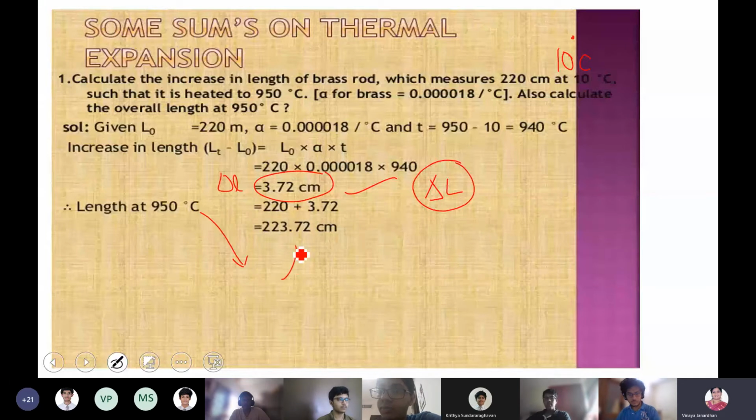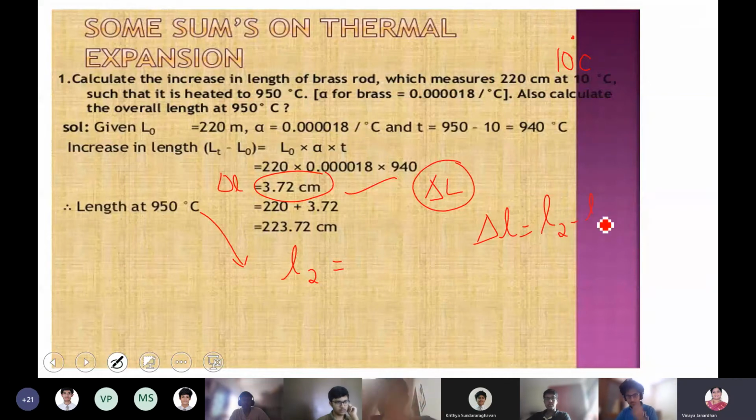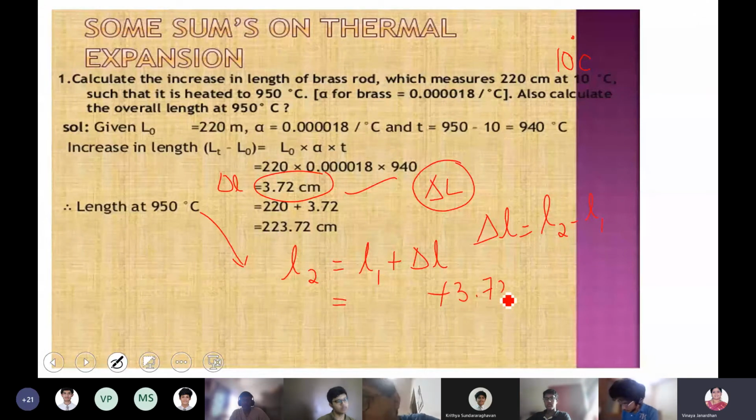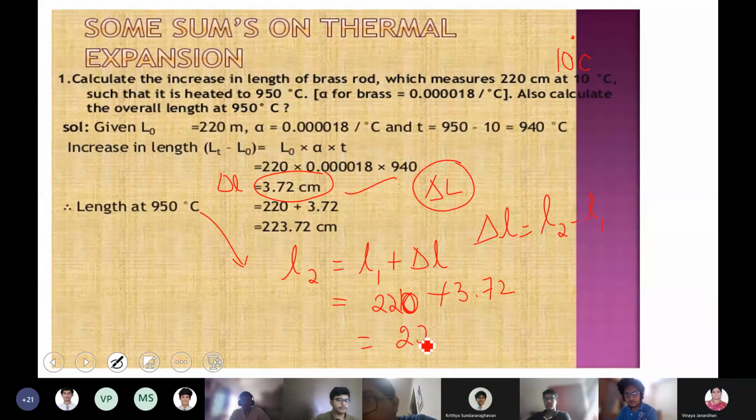So your length L2 will be equal to, because delta L is equal to L2 minus L1, L2 will be L1 plus delta L. So delta L is 3.72, L1 is 10 centimeter. So that comes out to be 0.72 centimeter.